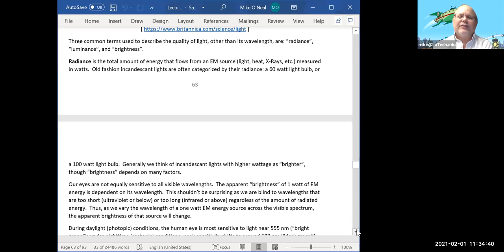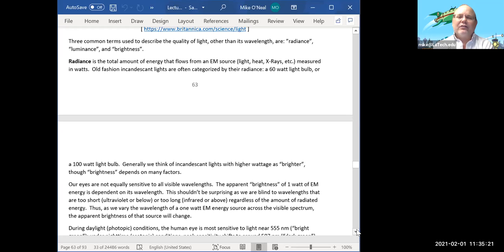So if you think about an old-fashioned incandescent bulb and you go to the supermarket, you might say, oh, here are the 60-watt light bulbs. Here's the 100-watt light bulbs. Here's the 30-watt light bulb. And we basically know the higher the number, the brighter the light. So a 100-watt light bulb is brighter than a 30-watt light bulb. And that's the way old-fashioned incandescent light bulbs are sold. But really, that 60 doesn't mean 60 units of light. What that 60 means, it's measured in watts. So it's the amount of total energy.